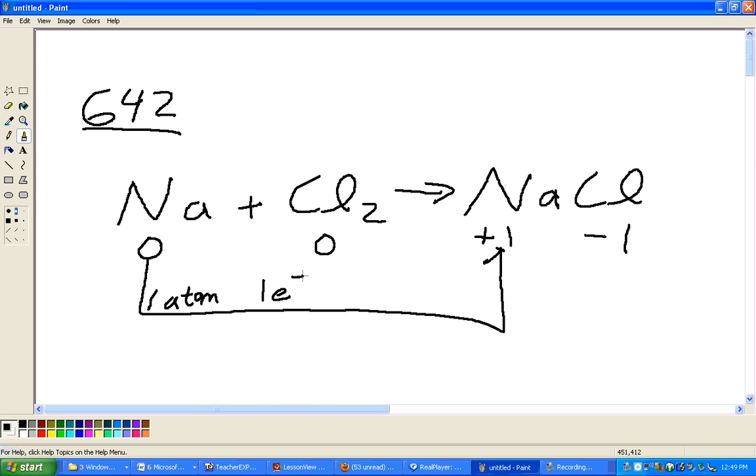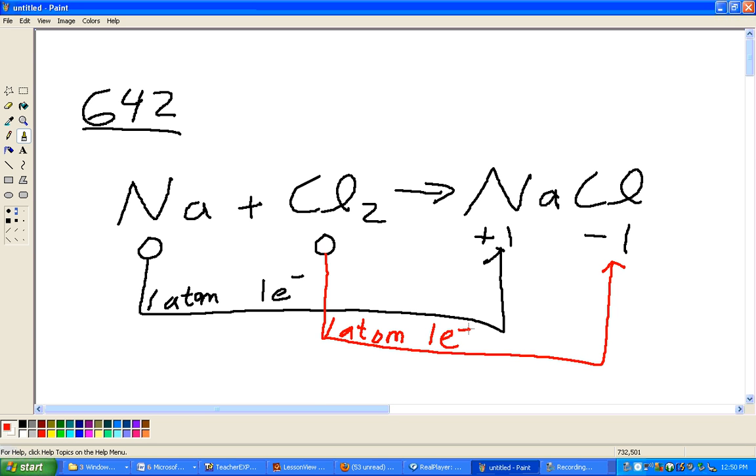So there's a 1 electron change for each atom of sodium. For each 1 atom of chlorine, there's a 1 electron change. In chlorine's case, it's gaining. You can't have gain without loss. You can't have loss without gain. The electrons just don't go off into some never land.